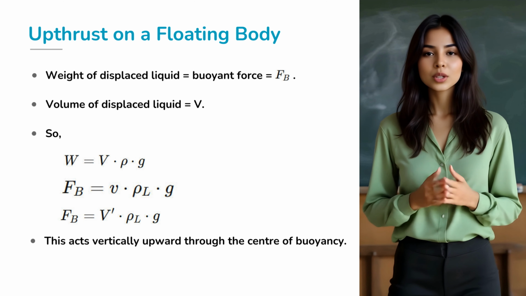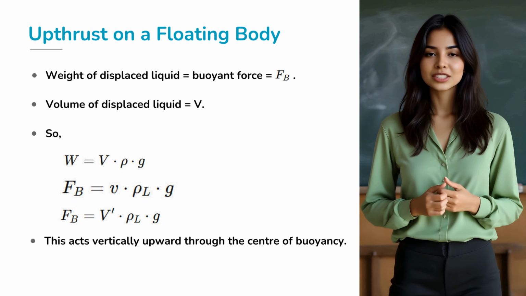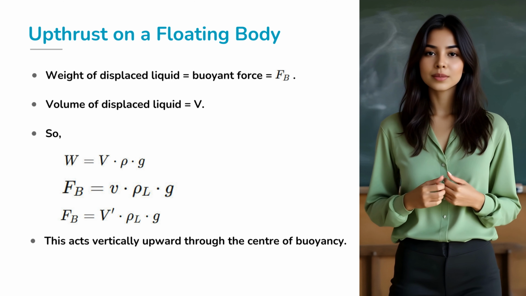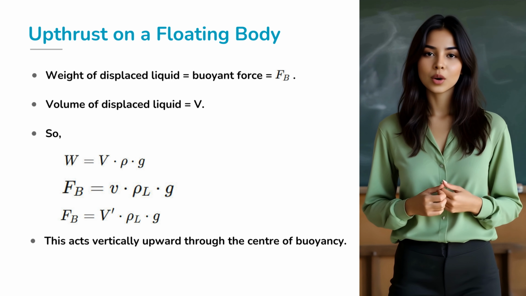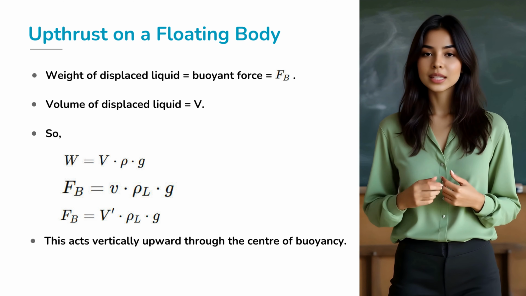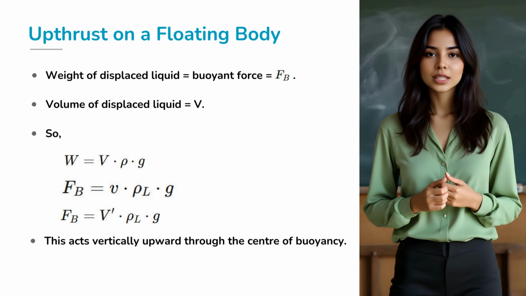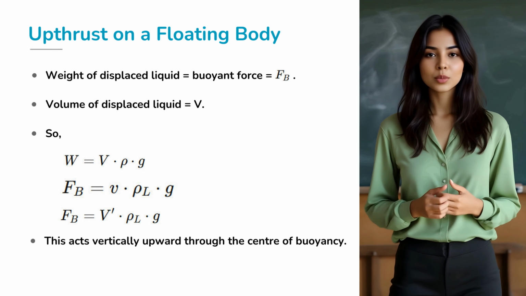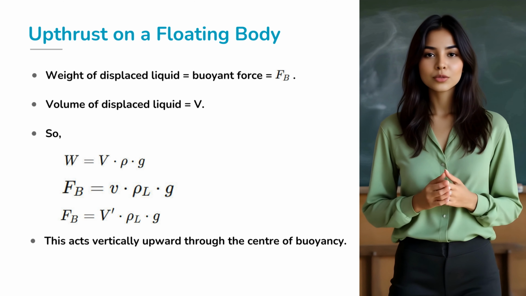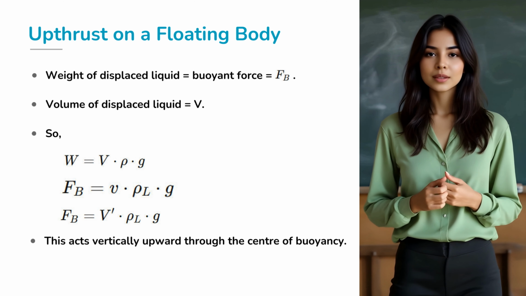Now, when this body is placed in a liquid of density ρl, it displaces a certain volume of liquid. The buoyant force, or upthrust, exerted by the liquid is Fb equals V' into ρl into g, where V' is the submerged volume of the body. This upward force acts through the center of buoyancy of the displaced liquid.